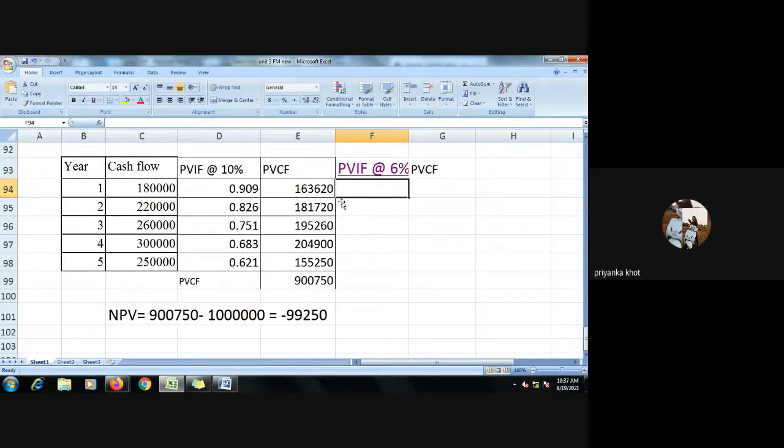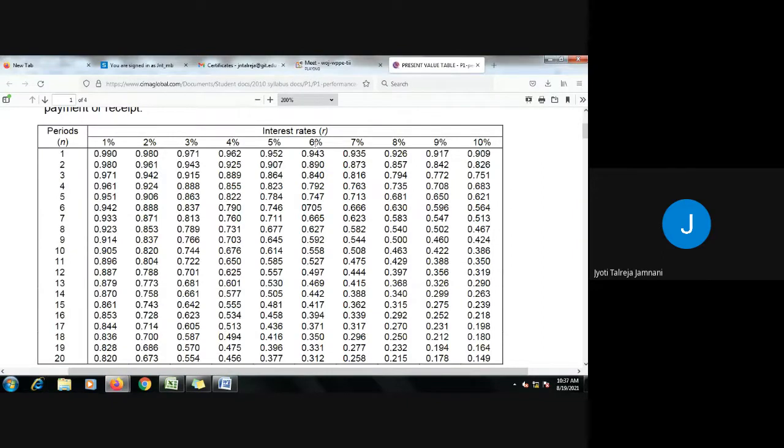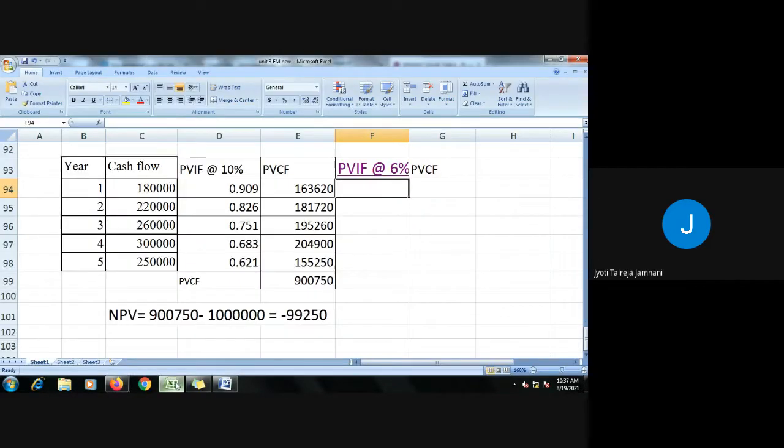Yeah, ma'am. Now we'll see at 6% what the interest factor value is. So this is 6% here, you can see, and we have to see from the first year at 6%. So this is the first rate, 0.943, then 0.890, 0.840, and so on till 5 years. So I'll just record it. 0.943, 0.890, 0.840, 0.792, and 0.747. These are the rates that are there at 6%.